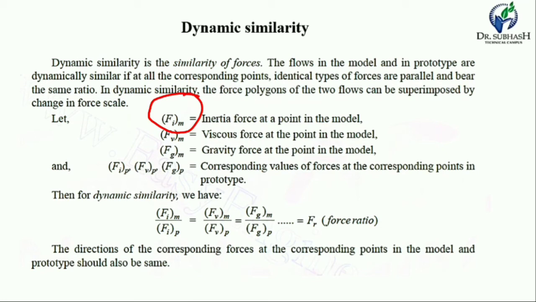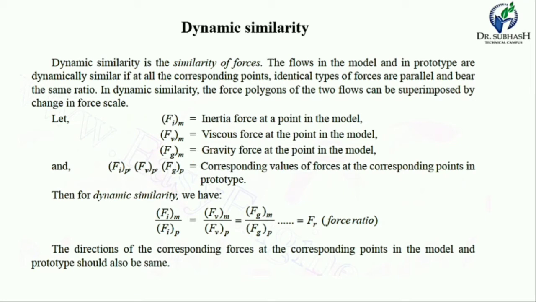Fim means the inertia force at a corresponding point for the model. Fv is the viscous force at a point in the model. Fg is the gravitational force at a corresponding point in the model. In a similar way, Fi, Fv and Fg for the prototype: inertia force, viscous force and gravitational force at a corresponding point.